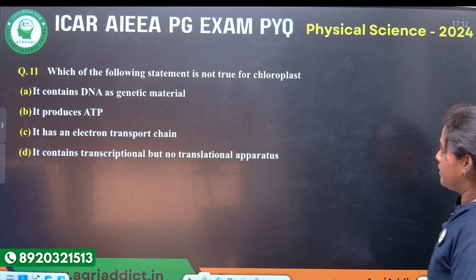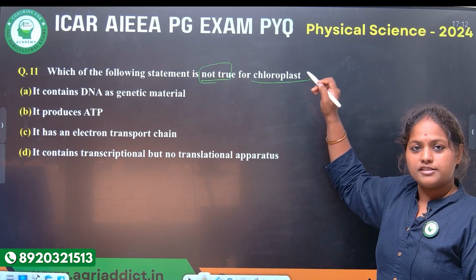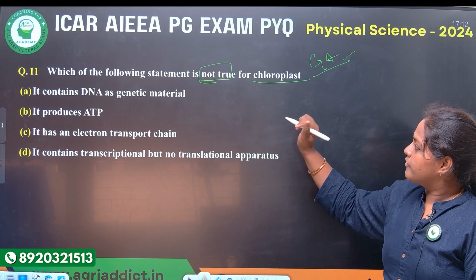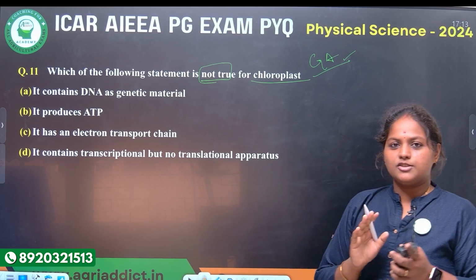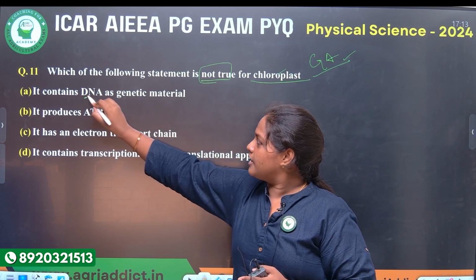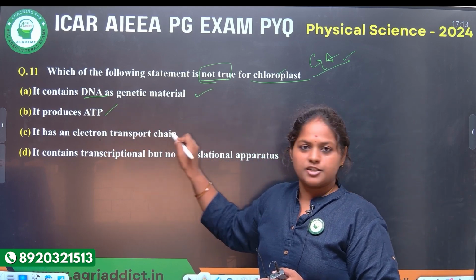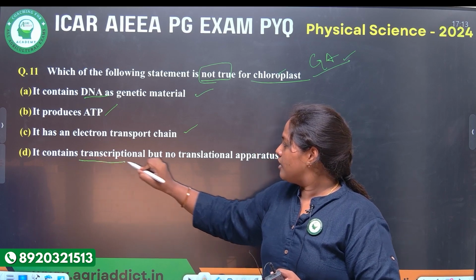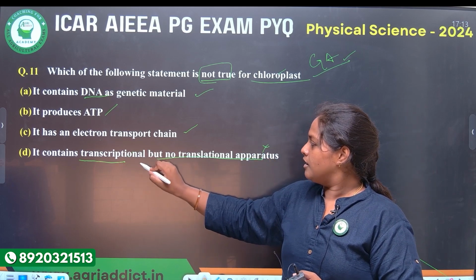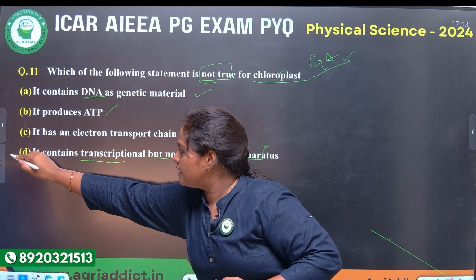Then next question. Which of the following statements is not true for chloroplast? Now we are seeing one general agriculture related question in soil science. So for chloroplast, the UG knowledge you have is definitely sufficient to solve this question. I can assure you. See, chloroplast contains DNA as genetic material. It is true. It produces ATP. It has an electron transport chain. It contains transcriptional but no translational apparatus. Is it right? No. It contains both transcriptional and translational apparatus that are sufficient to run its functions. Okay. So the answer is D.